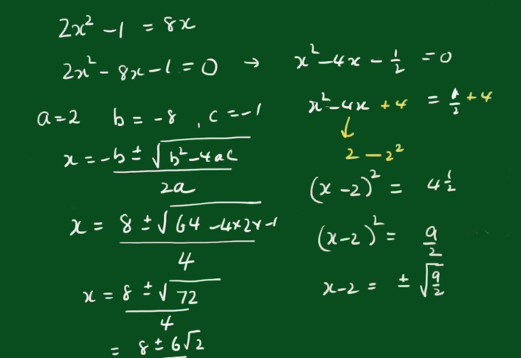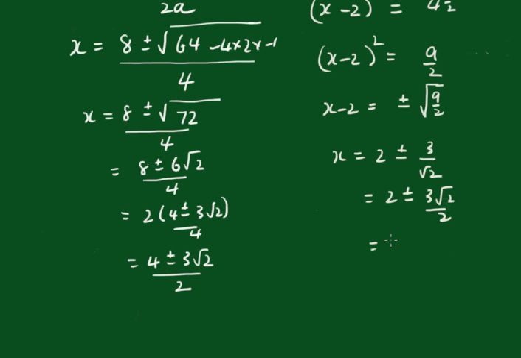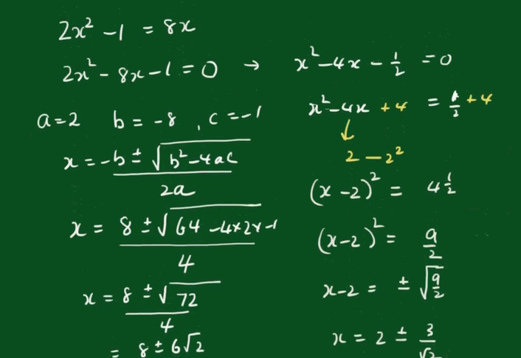It's a bit fiddly. So that gives me x equals 2 plus or minus, now this is 3 over root 2, and we'll have to rationalize this. That's going to be 3 root 2 over 2, and I put it over a common denominator, we get 4 plus or minus 3 root 2 on 2. Now I think the formula's got it, hasn't it, really?